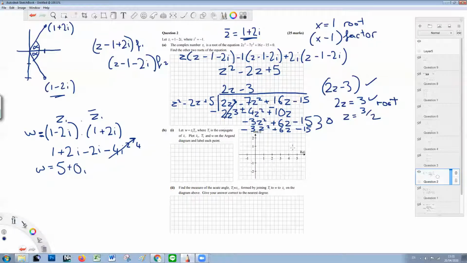So our point is going to be here. So plot z1 and z hat 1. We already know that z hat 1 should be up here, and our z1 is down here. Plot them on an Argand diagram and label each point. Okay, so that's that done. You could join them together if you wanted, because we know that for the next part, find the measure of the angle z1 W z hat 1. So now we're looking for this angle.